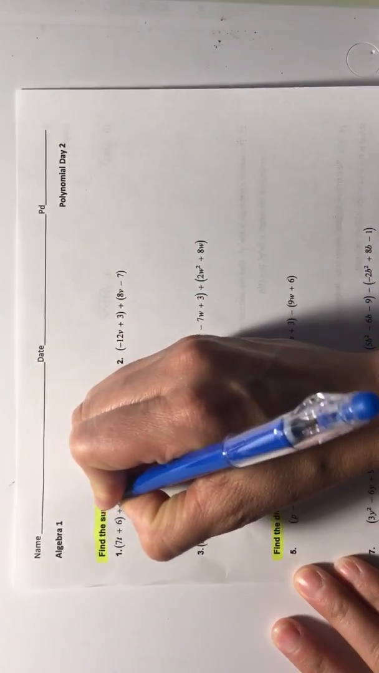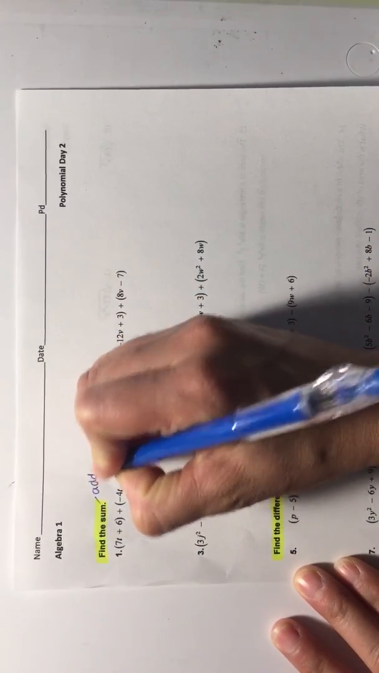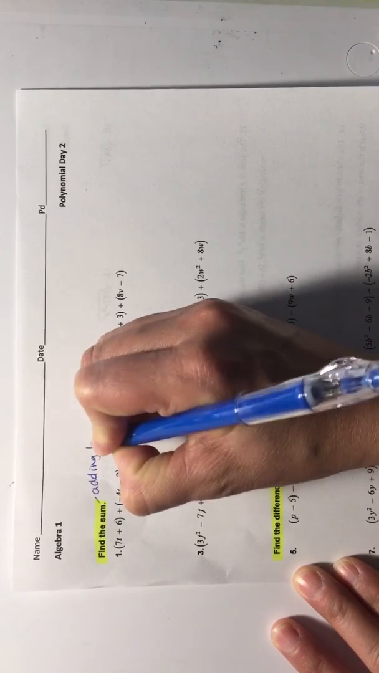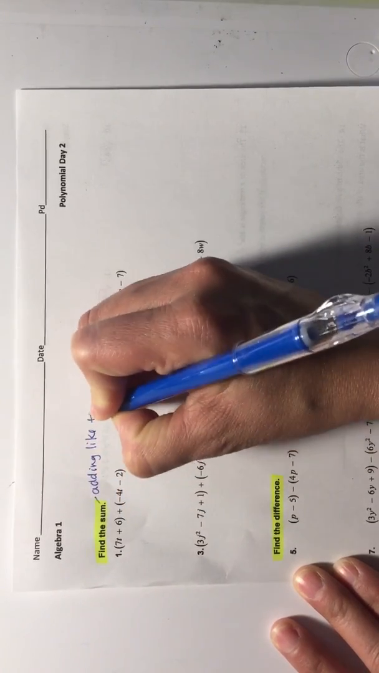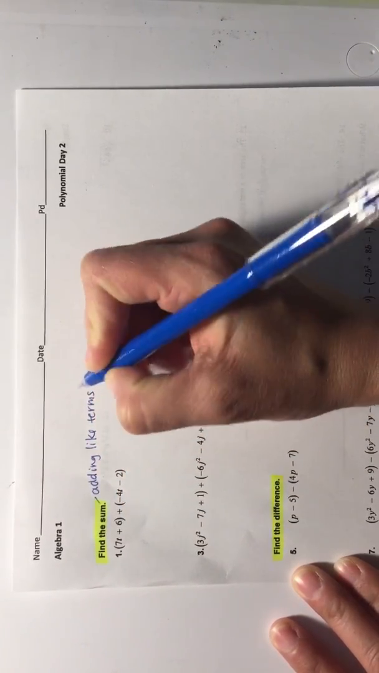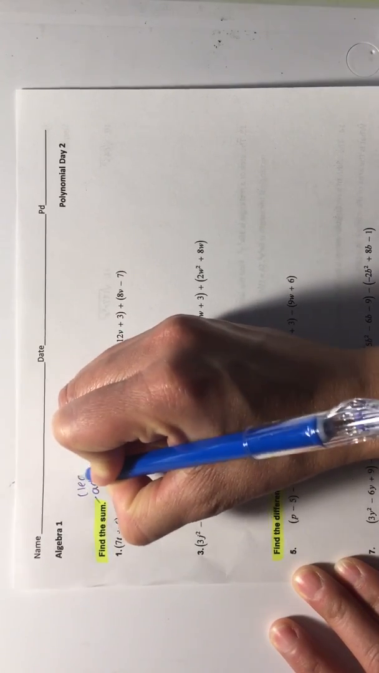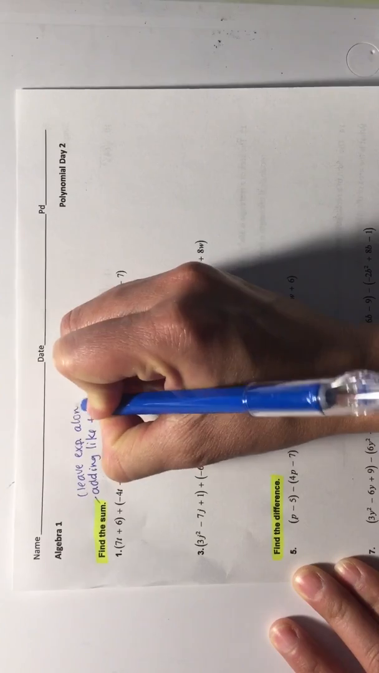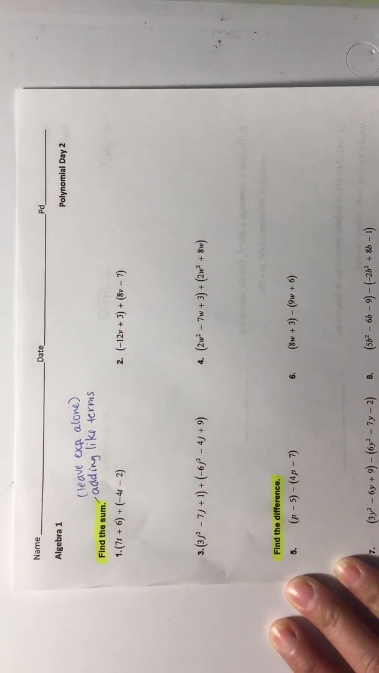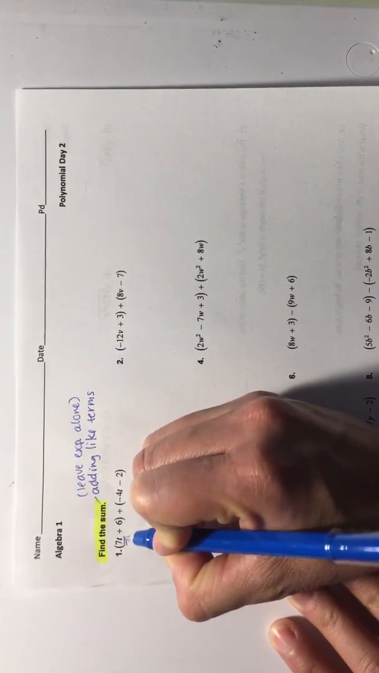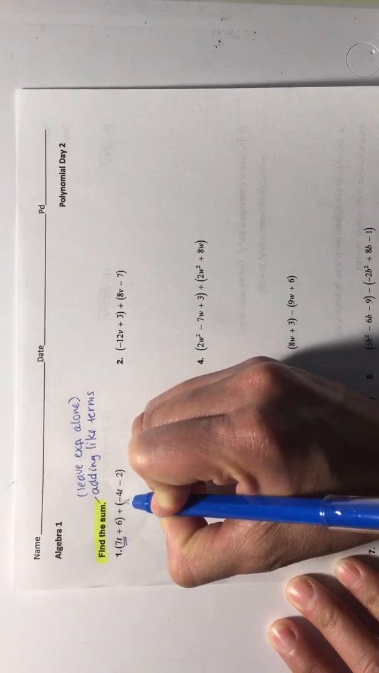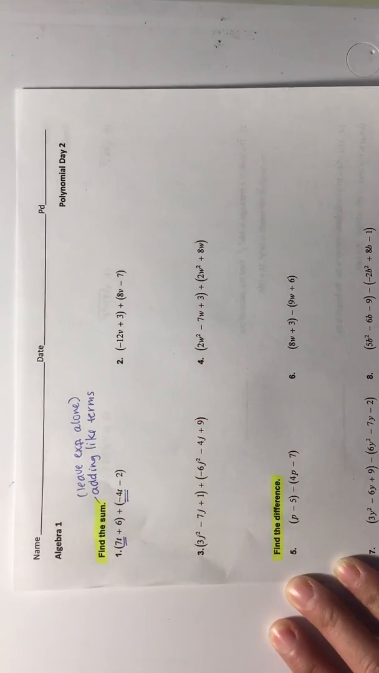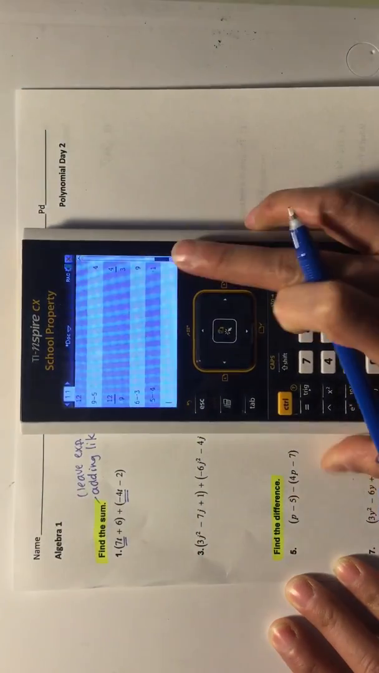When you're finding the sum, you're adding the like terms. And again, you leave the exponents alone. So here you have 7t, and the other like term is a negative 4t, so you're going to combine them exactly the way they are.